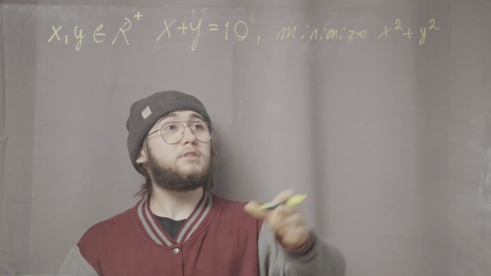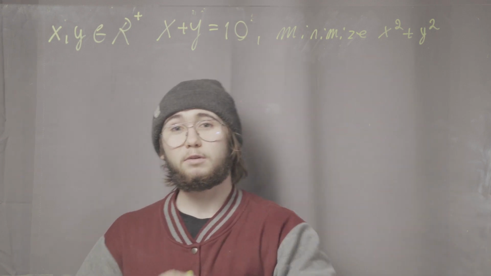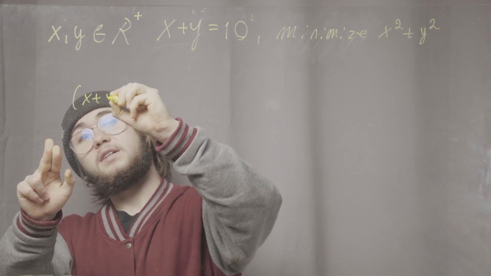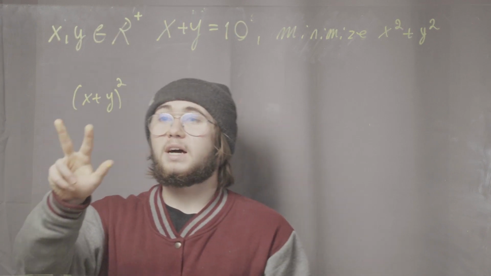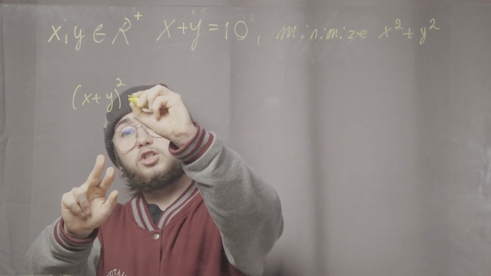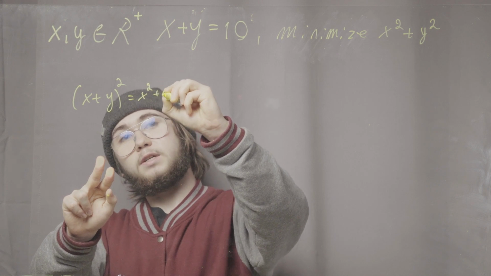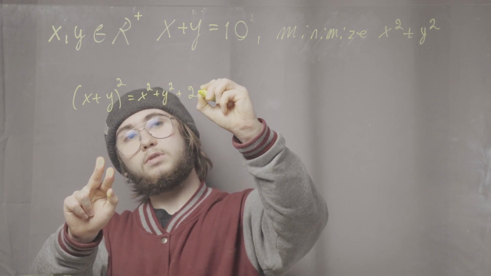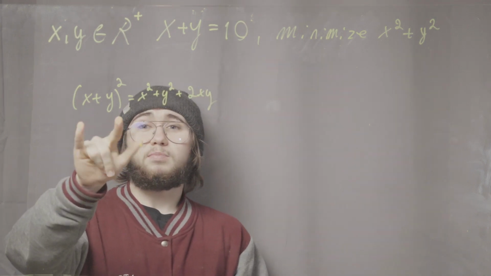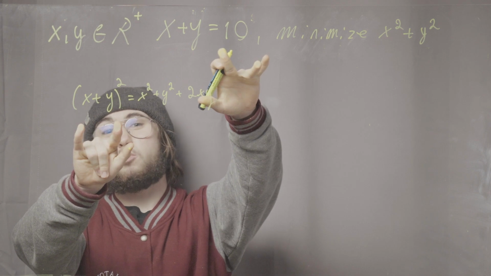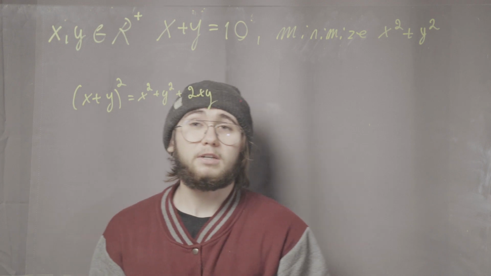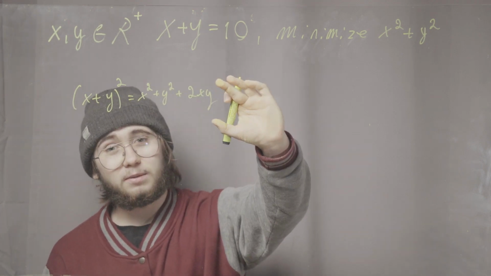So we know that x squared plus y squared is something that will show up if we decide to expand the square of the expression x plus y. We know that this is actually equal to x squared plus y squared plus 2 times x times y, yeah? And this is kind of nice because we know what the value of this is. This is exactly 10 squared, this is just 100. And this is exactly what we're looking to minimize. But what is this 2 times x times y?